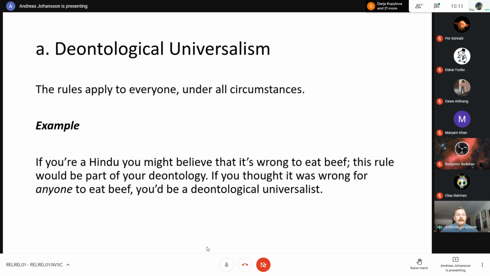So for example, let's say then that you are a Hindu, and for religious or cultural reasons, you believe that it's wrong to eat beef. This rule then, that it's always wrong to eat beef, would be a part of your deontology if you were a deontological universalist. Because then you will think that it would be wrong for anyone to eat beef. Doesn't matter if this individual is Hindu or not. It's always wrong, because the idea is that eating beef is always wrong. Then that will be your rule, that will be your duty to act upon. Thou shalt not eat beef.